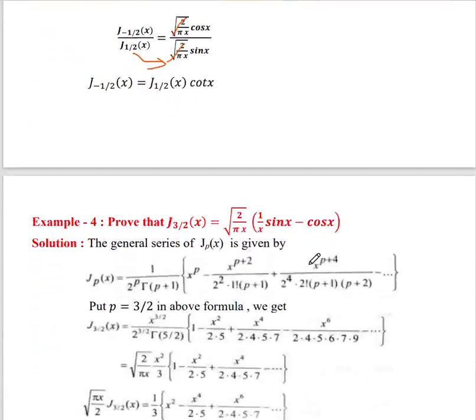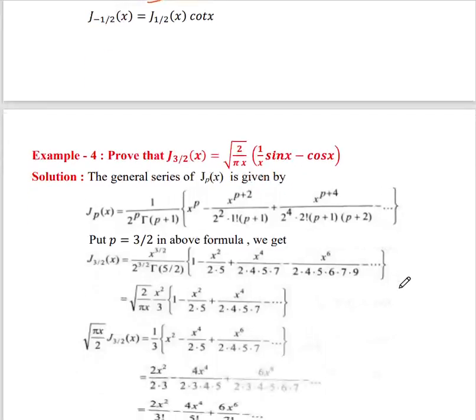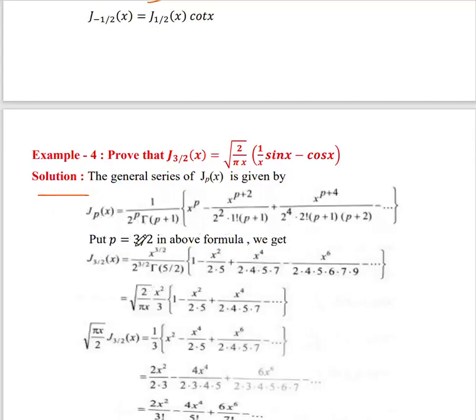Problem number 4: prove that J 3 by 2 of x equals root 2 upon pi x in bracket 1 upon x sin x minus cos x. Okay, we will see the solution. We know that the general series of Jp of x is given by this formula. Okay, so by using the general series of Jp of x, here simply we will put p equal to 3 by 2 in this formula.